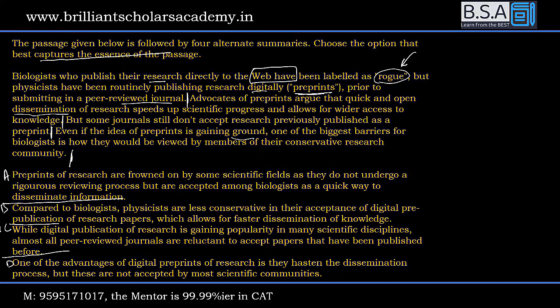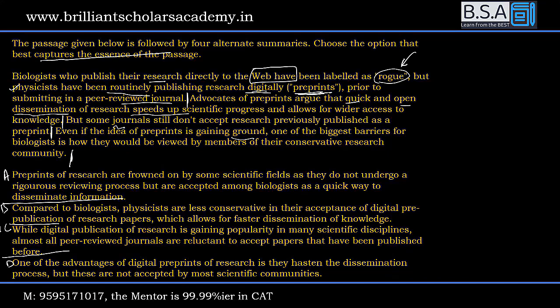So when a biologist does this, they are called rogue. But when physicists do this, they upload their work digitally. This is called preprint, before giving it to a journal. So it is good for them. Physicists keep on doing it regularly. Nobody is against it. What is the reason? What is the good point? Why should you upload this online? It is quick and open. It is easier for the public to read that. So your research will spread faster, and there will be more progress. It allows wider access to knowledge.